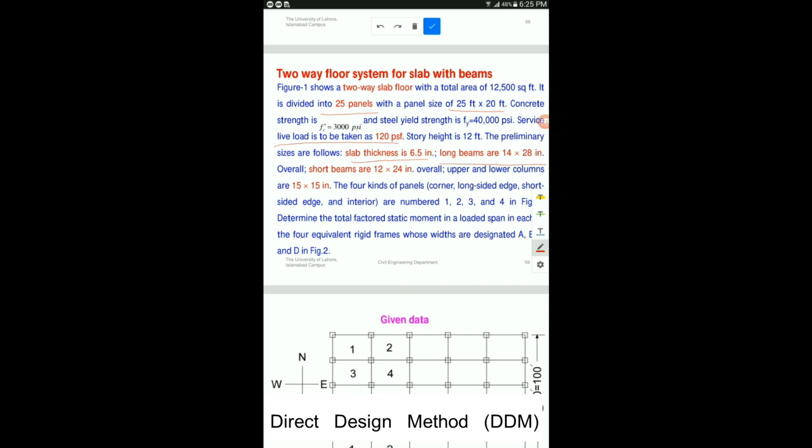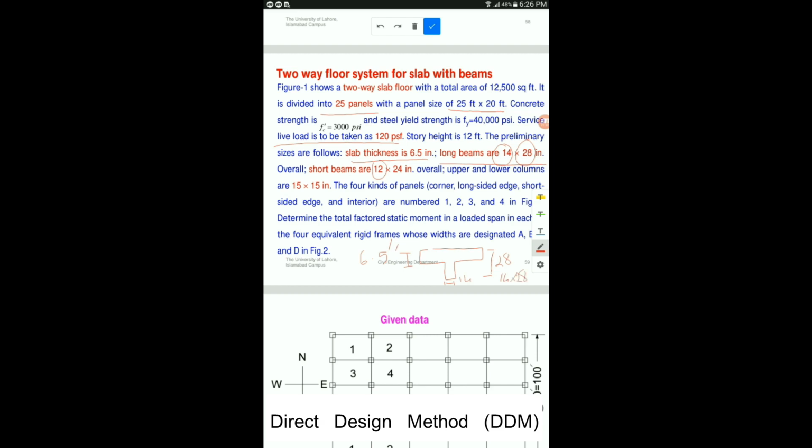14 by 28 means 14 is the width of the beam, and this is the depth of the beam including slab thickness, 28 inches. For example, if this is a beam, 28 inches means this one. Out of 28, the slab thickness which we are given is 6.5 inches. The width here will be 14. So we call this one 14 by 28.